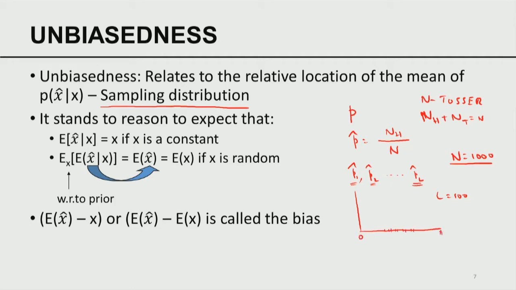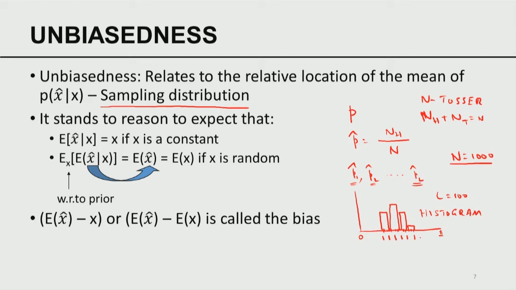This is 0, this is 1, P is in between that. So they will take different values, there will be 100 points. Now we can divide this interval where they lie into different bins. We can then compute the number of times the P hat lies in each bin. We can put a bar for each. The bar refers to the number of times the estimate has fallen into that bin. So this is called a histogram. The histogram essentially refers to the sampling distribution of the estimate P hat.